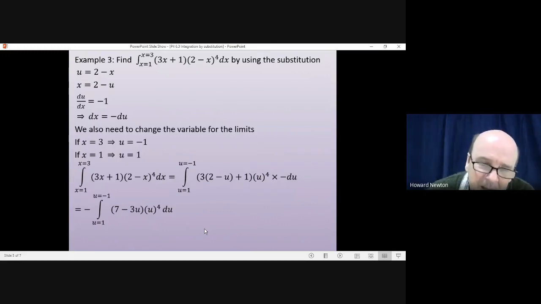So you'll need to multiply out these brackets, carry out the integration as normal, put in the limits, and this time you will just get the right answer straight away. You don't need to undo the substitution. Okay, I'll let you have a go at doing all of that yourself. So pause the video, have a go, and come back to me when you're ready. Okay, let's have a look at this together.